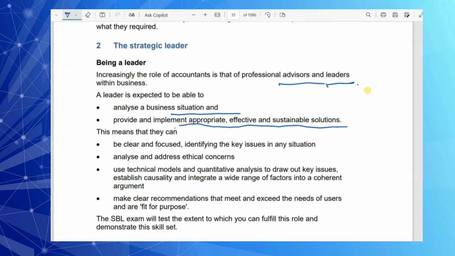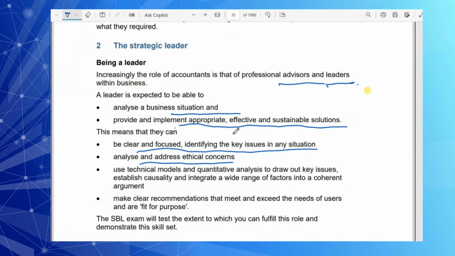So you have to bring new finances, or you have to introduce your business to other stakeholders, like a new client meeting, or any stakeholder, or any supplier, or any sort of presentation that is going to happen. So you have to be very clear and focused, identifying the key issue of the situation, analyzing and addressing ethical concerns. So this is important.